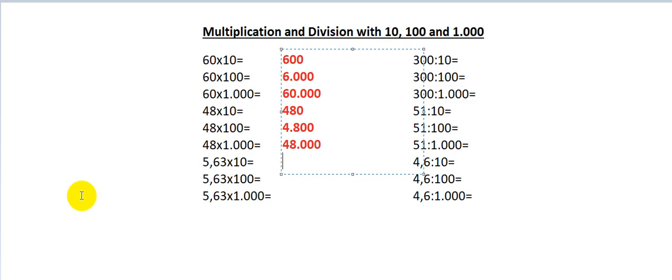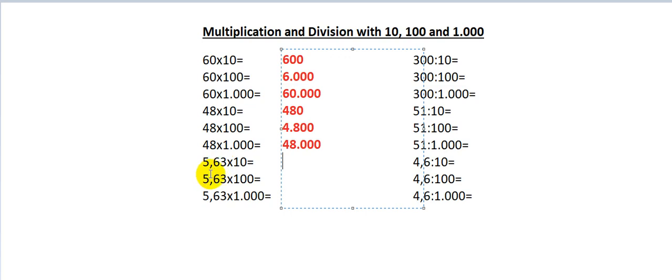Next we have 5.63 times 10. And here's where things start to get complicated, because this is a decimal number, and I can't just do what I did before. I can't just write 5.63 and put a 0 at the end. No, it doesn't go like that when it's a decimal number. What I need to do is think that the decimal point needs to move one place to the right.